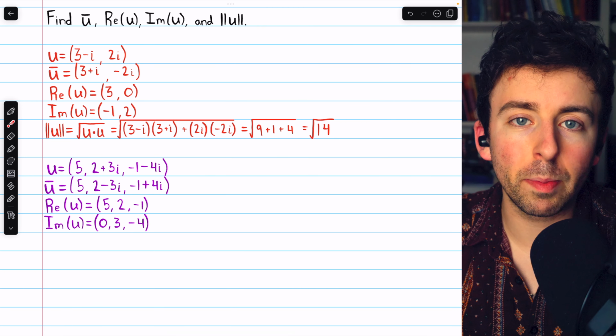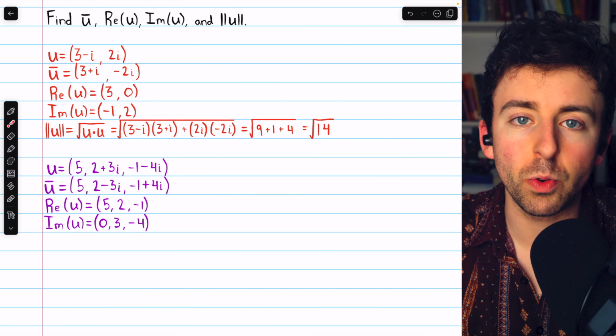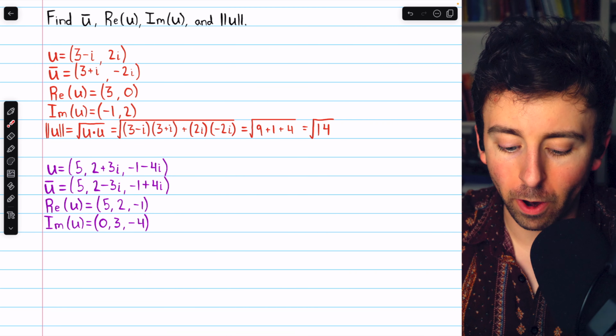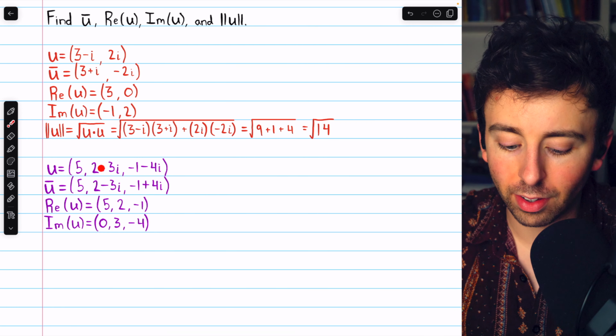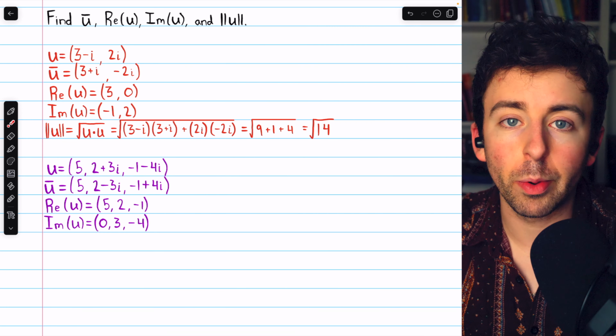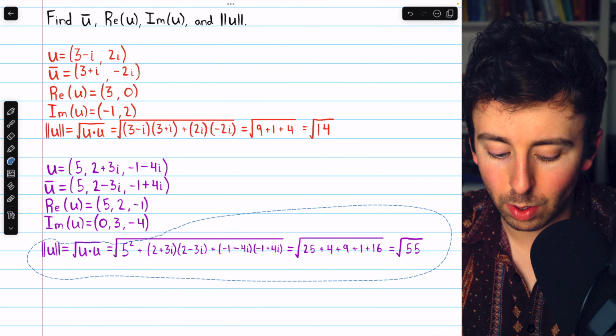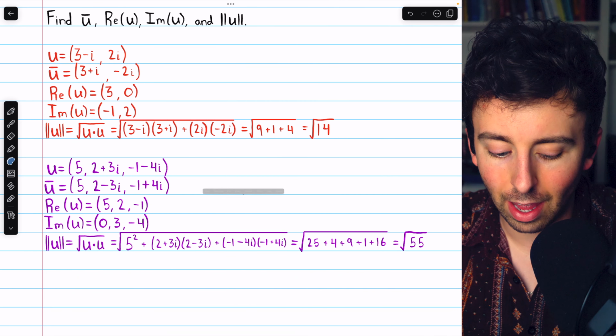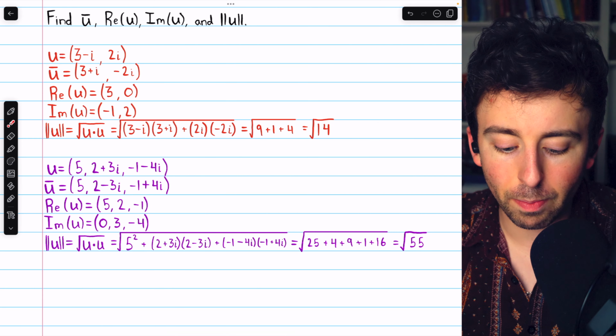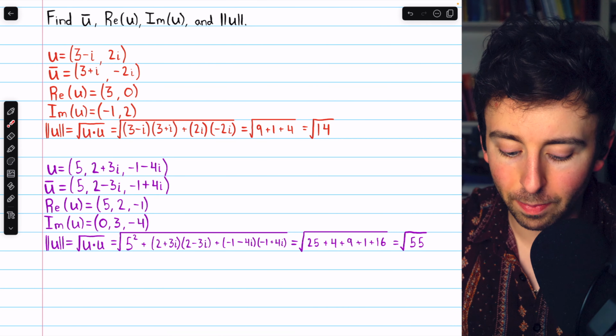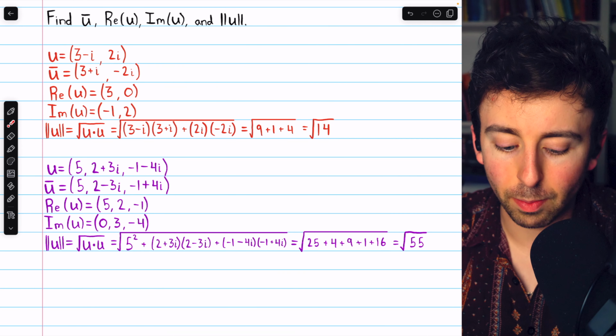Remember that the imaginary part doesn't have the imaginary unit in it. The imaginary part just contains the coefficients of i in each of those components. Finally, the magnitude of this vector. Again, we have to dot it with itself, which means we need to take each component and multiply it by its conjugate, put that in a square root, and add them all together.